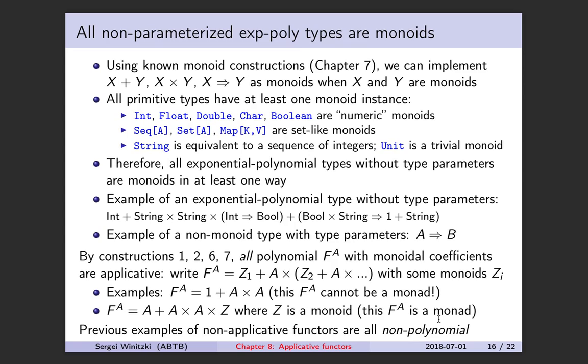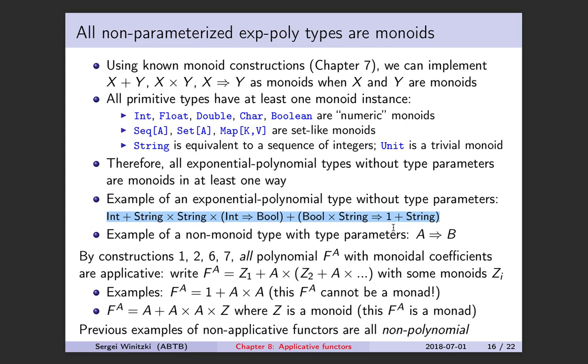I then comment on the fact that monoids have all the constructions required to make exponential polynomial types, and all the basic types or the primitive types, as well as collection types, are also monoids. Therefore, if you make any type expression like this using the product, the sum or disjunction, and the function operations out of primitive types or collections of primitive types or of types like this, all of these are monoids, and the constructions show you how to define the monoid instances, at least in one way.